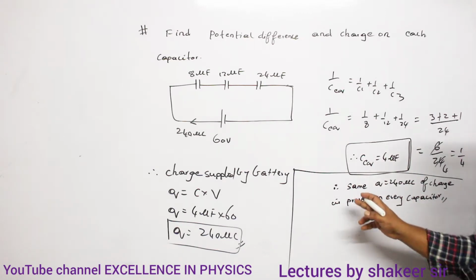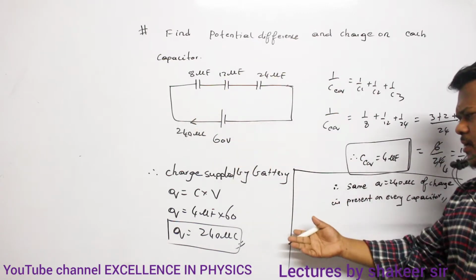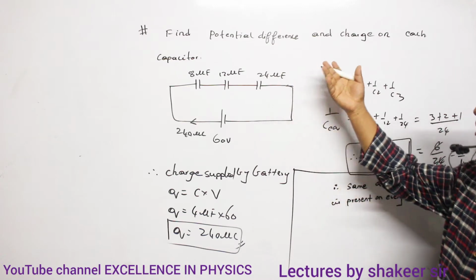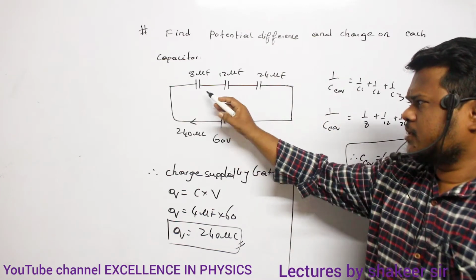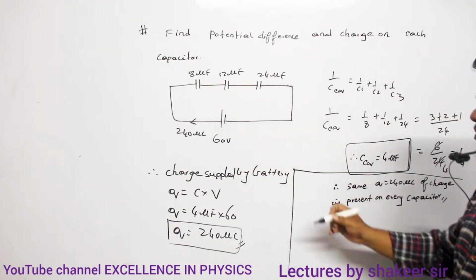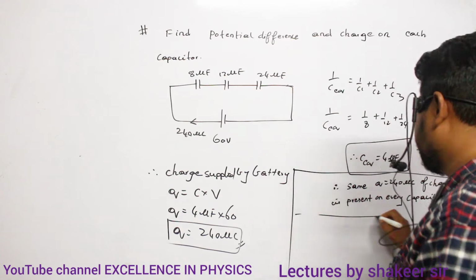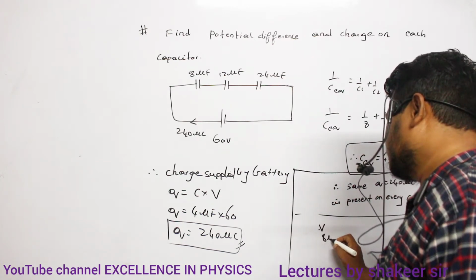If the charge is present and their respective capacitances are also present, then very easily I can calculate the potential difference also, no? So this total 60 volts is being divided among these three capacitors. So what is the potential consumed by the 8 microfarad capacitor?